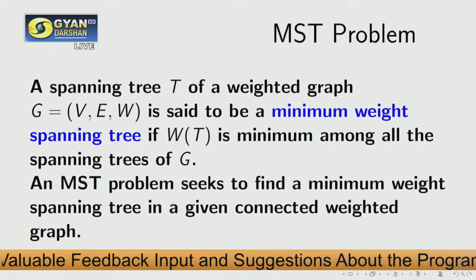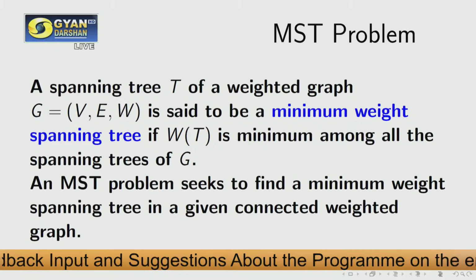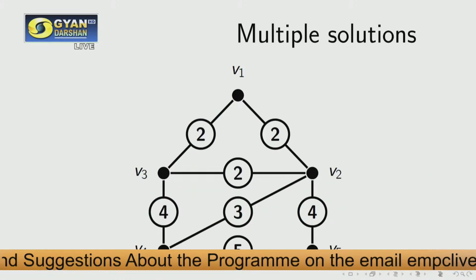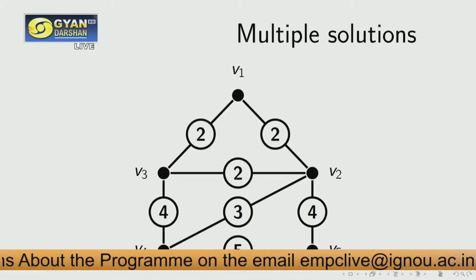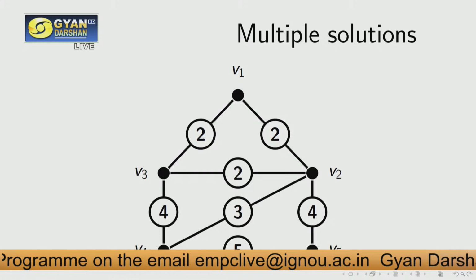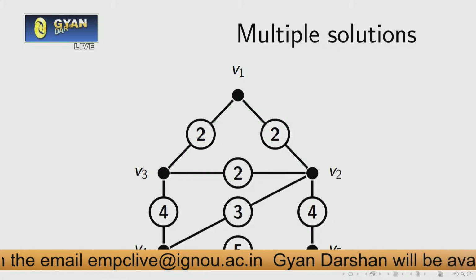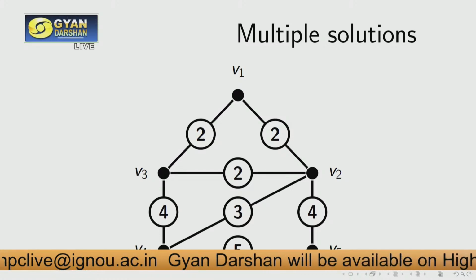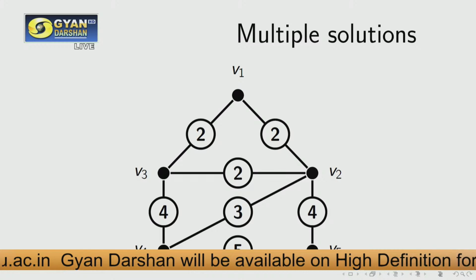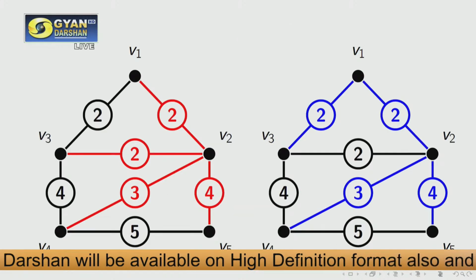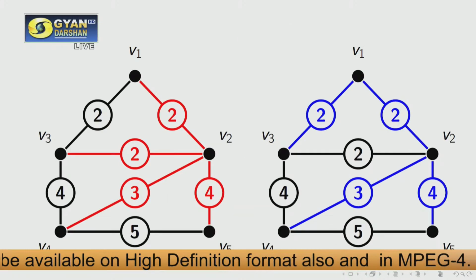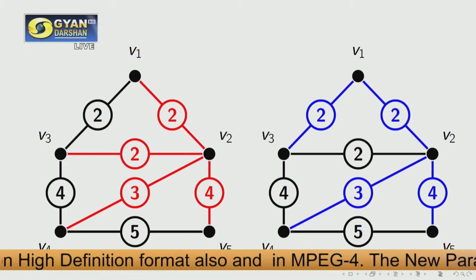Okay, now the solution may not be unique. That is another concern. For instance, look at just this small graph. So there are 5 vertices here, and any spanning tree would have just 4 edges, and there are in fact 2 spanning trees here having the same weight. The trees are shown in red and blue color.